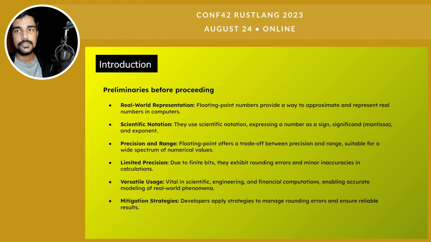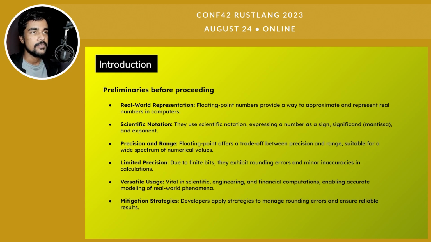So these are some of the preliminaries we need to know before we get started. Just a quick note. Real world representation: the point of floating point numbers is to provide a real world representation of real numbers, so the numbers which contain decimal places. That's the fundamental purpose of any floating point number in any language, in fact.